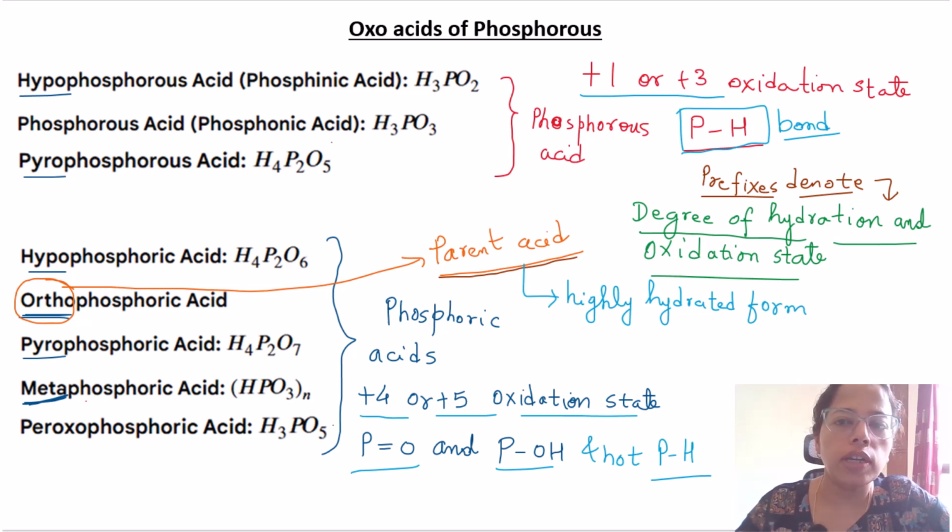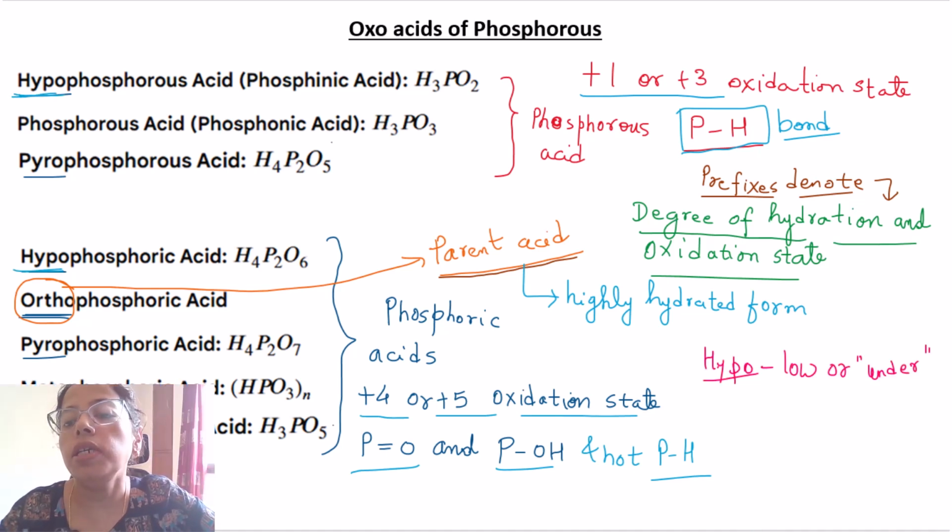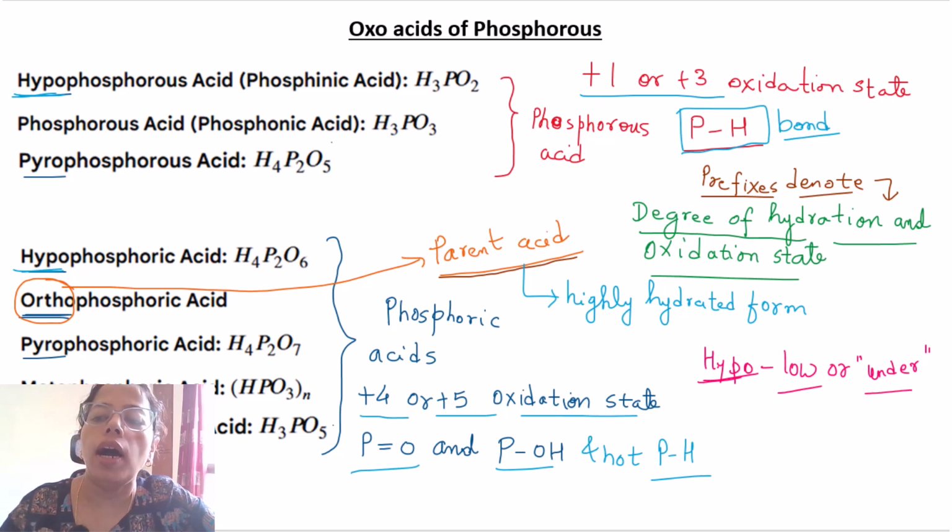And also one more important prefix to remember is the hypophosphorus or hypophosphoric acid. Hypo prefix means something which is low or under certain value. That means whenever we have the prefix hypo in the oxoacids of phosphorus, you have to immediately understand that hypo means the oxidation state has to be lower in that particular category of the phosphorus or phosphoric acid. So hypophosphorus or hypophosphoric acid will always have a low oxidation state as compared to the parent acid.